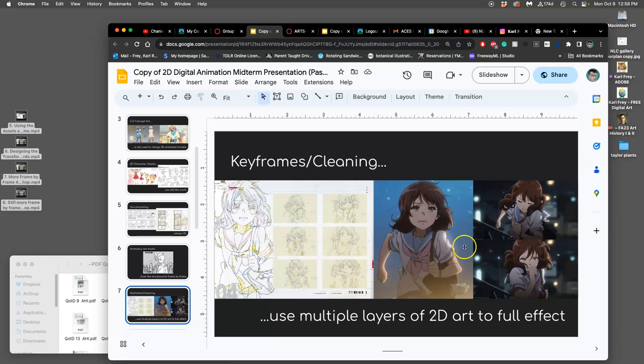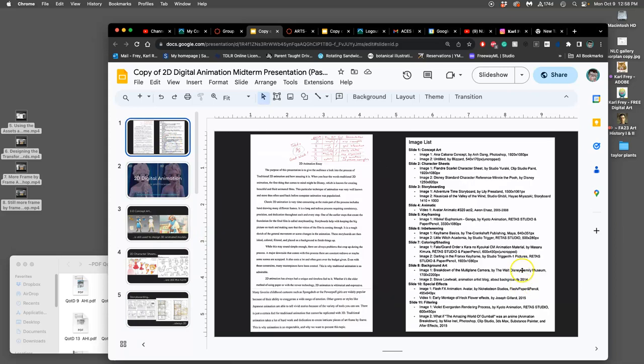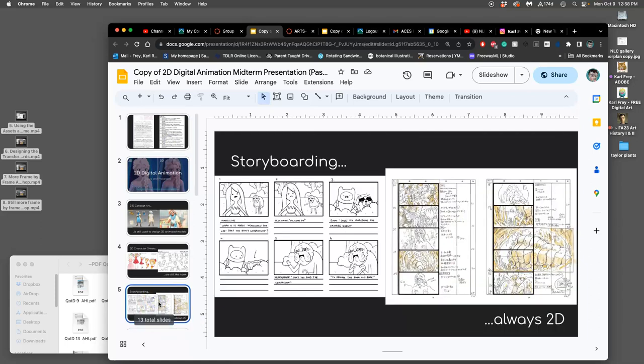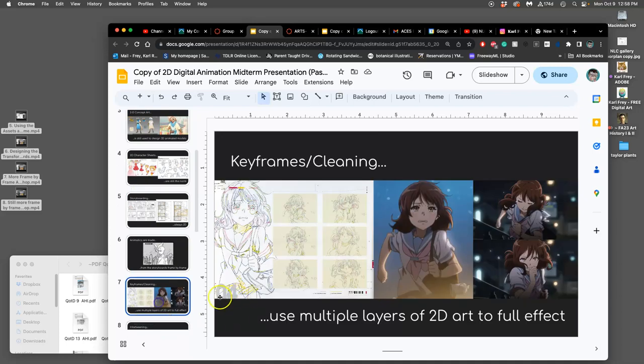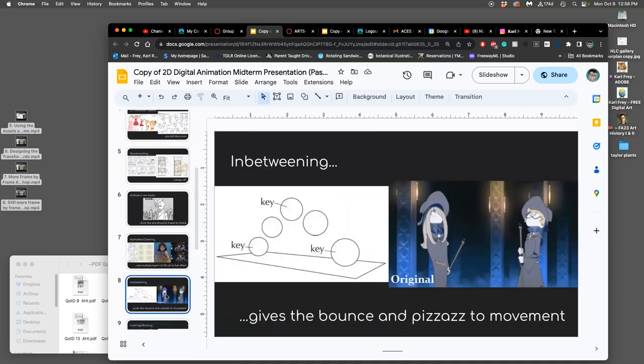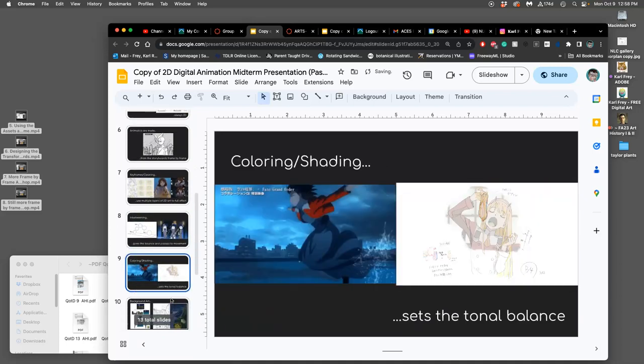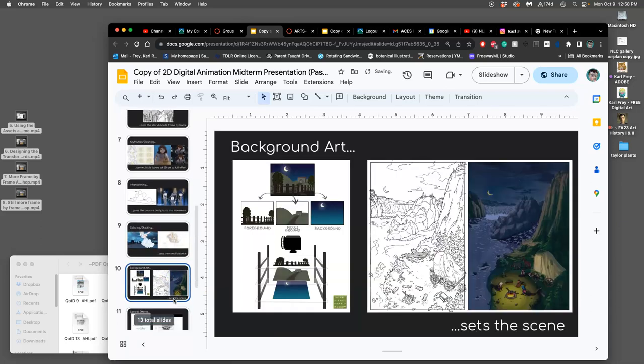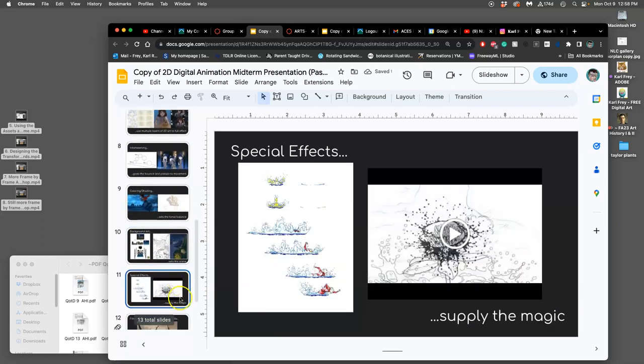Now, they're not just pulling these images out from nowhere. They are telling us where those images come from and who the artist is and what studio created them and what their pixel dimensions are. So that they're really clear on what they're showing us and why. Goes through the whole process. On and on.